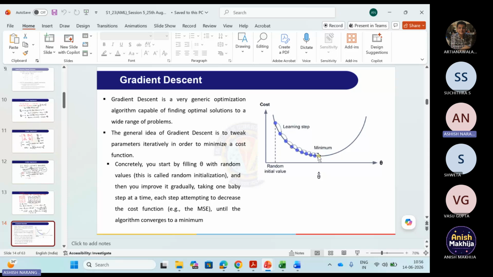Slowly the algorithm will converge to this particular theta, right? So what is the value of theta 0, theta 1 at this point? That is what we are interested in, right?